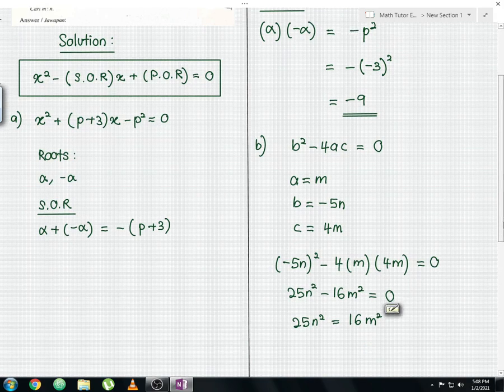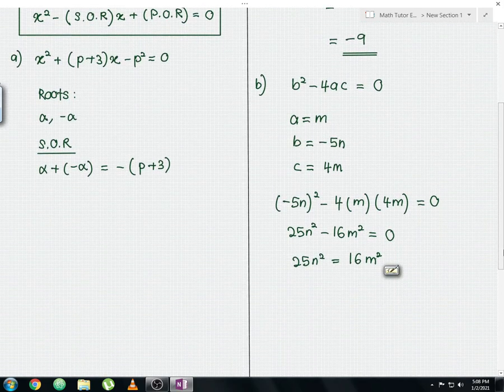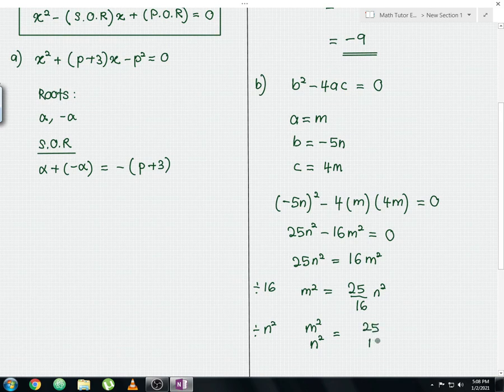Okay, let me scroll it down. Since we are going to form a ratio of m is to n, we need to come up with a fraction form of m over n first. So we're going to divide the whole equation by 16. So from here you get m square will be equal to 25 over 16 n square. The next step, you divide the whole equation by n square. So from here, m square over n square will be equal to 25 over 16.